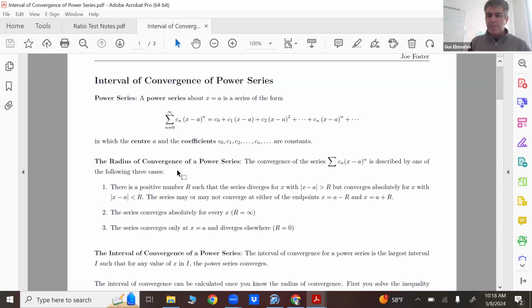Now, c sub n is some constant that you're multiplying to this expression, x minus a, raised to the n power. So, for example, if n is 0, it's pretty obvious that x minus a to the 0 goes away. And then when you do n is 1, and so forth, you see the pattern, right? You're basically multiplying by this binomial raised to some power. Now, a is called the center of your power series, and these are just constants: c0, c1, and so forth.